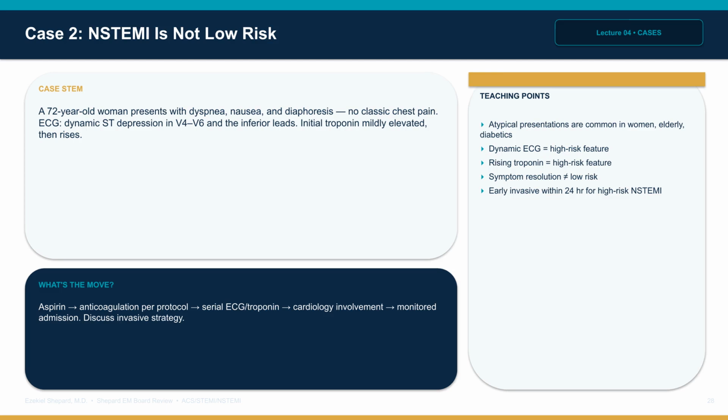Case 2. A 72-year-old woman presents with dyspnea, nausea, and diaphoresis rather than classic chest pain. Her ECG shows dynamic ST depression in V4 through V6 and the inferior leads. Her initial troponin is mildly elevated and then rises. This is NSTEMI until proven otherwise, and it is not low risk. Management includes aspirin, anticoagulation per protocol, serial ECGs and troponins, cardiology involvement, and monitored admission. Do not discharge because the pain improved.